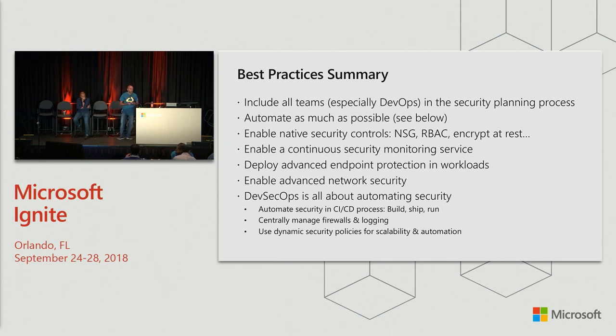Security should be transparent and should be automated as much as possible. Enable native security controls: NSGs, RBAC, encrypt things at rest. Azure provides a lot of native security controls. And think about defense in depth, right? Always think defense in depth. Always think about what happens if my perimeter gets breached and somebody has unfettered lateral movement. You want to extend zero trust into every single subnet, as far into your infrastructure as possible.